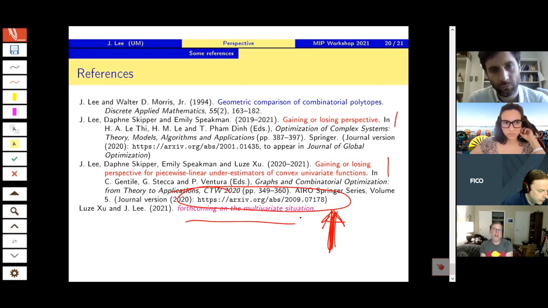I do want to mention one thing before I stop. Dan gave a talk yesterday with 0 integer variables. My talk has 1 integer variable. So things are moving in the right direction.